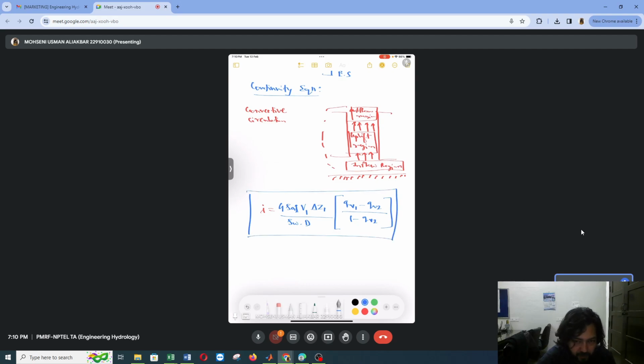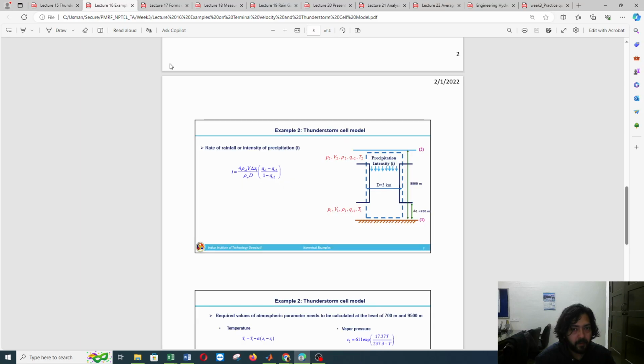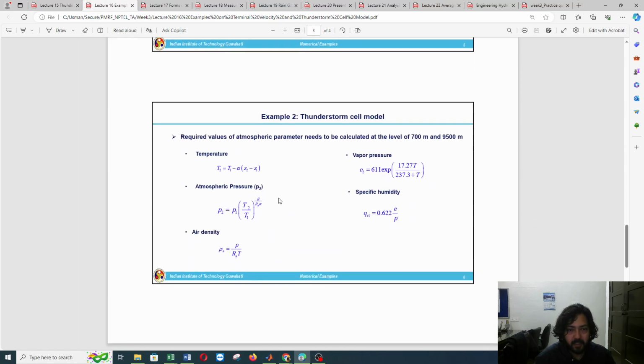For the derivation, you would have already seen the video, so I'm not going to cover the derivation here, but this is the equation which you are going to use. Now that we know the equation, we should look at a numerical, like how to solve for rainfall intensity. So let us see a numerical. This is the equation we have seen, so let us see an example.